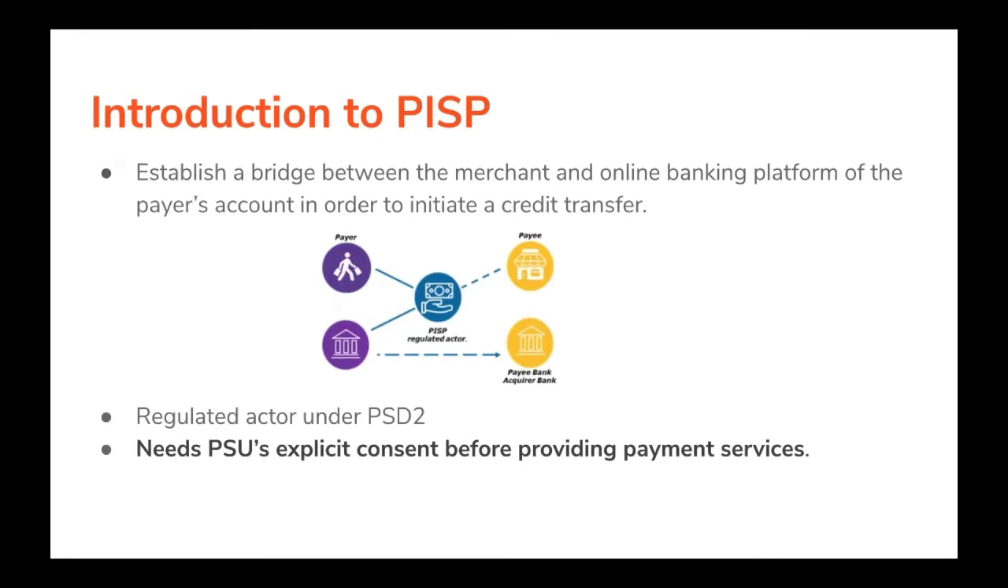The Open Banking API specification supports payment initiation services that enable a PISP, or payment initiation service provider, to initiate a payment order with the payment service user's explicit consent. This means PISPs are able to withdraw money directly from the customer account, provided the customer has given consent to the ASPSP to allow the PISP to do so. If the customer has more than one account, he can choose which account the money will be deducted from. It is important to note that a PISP is a regulated actor under PSD2, which provides payment services for the end user.